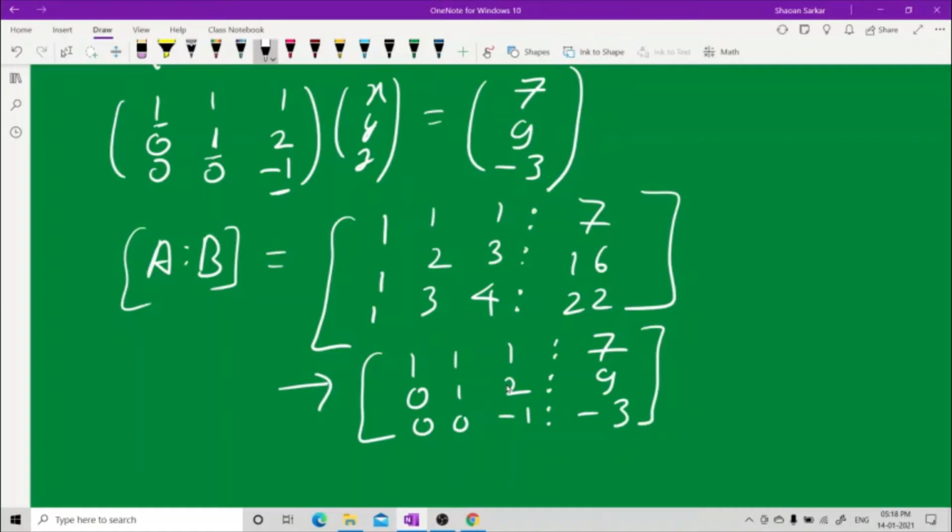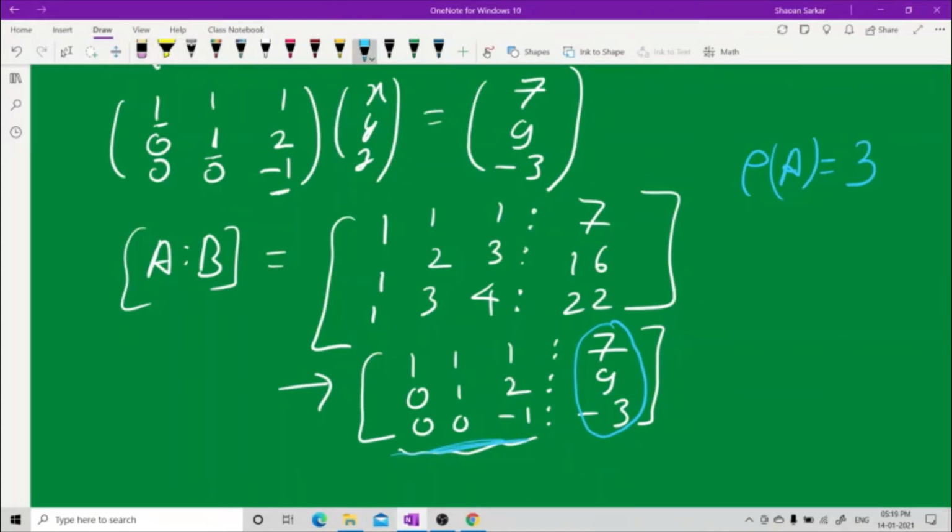Now see one thing. This is A and this is the combined AB. This is just A. If you hide this column, what is the rank of A? The rank of A is 3, which is the number of non-zero rows in A.